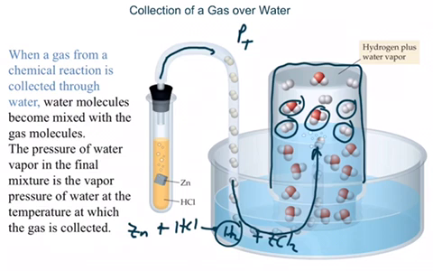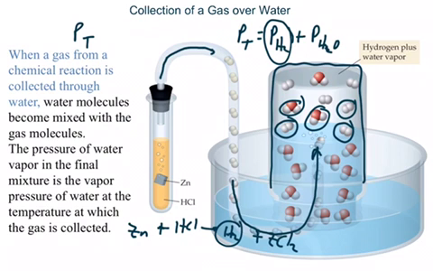So the pressure of the container is not just the hydrogen you're collecting, it's the pressure of the hydrogen plus the pressure of some water vapor that's in there. So you have a mixture. Now, when you're using this technique, what we care about is the pressure of the gas you're collecting. You don't care about the water. In fact, here's how you eliminate the pressure of the water.